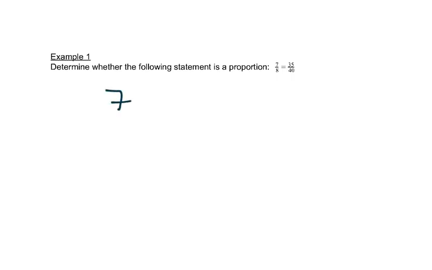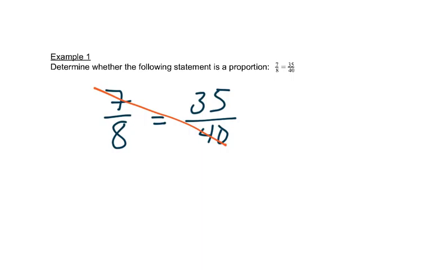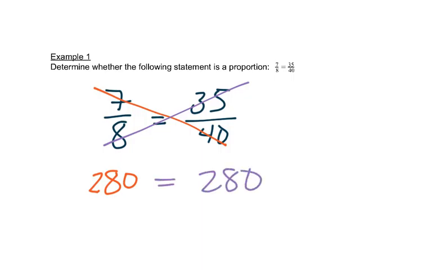In this case, we have 7/8, and we're trying to see, does it equal 35 over 40? So we do the cross product. We take 7 times 40, and we get 280. And then we take 8 times 35, and we get 280. And those are equal, which means that yes, this is a proportion. Those two ratios were equal to each other.